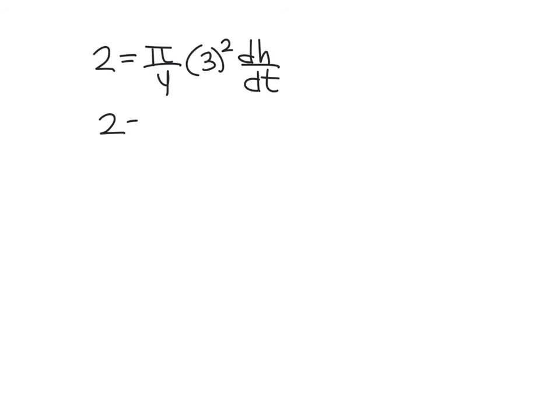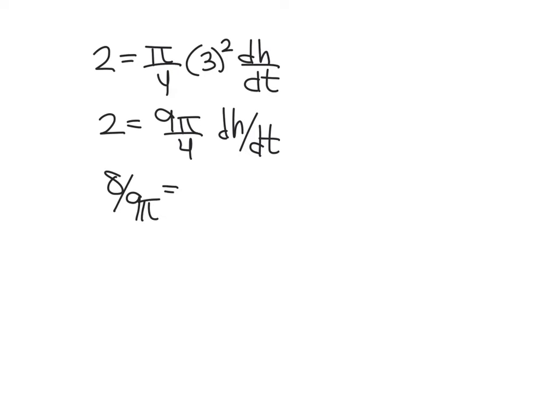Now when I solve for this and reduce it a little bit, I get 2 equals pi over 4 times 3 squared dh/dt. I'm going to leave my answer in pi because that's most exact. So I get 2 equals 9 pi over 4 dh/dt. So I'm going to multiply by the reciprocal, and I end up with 8 over 9 pi equals dh/dt.